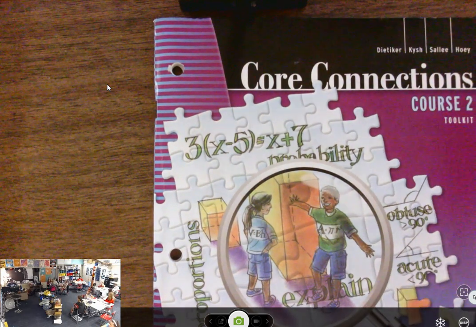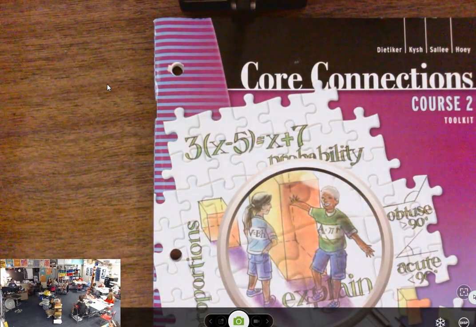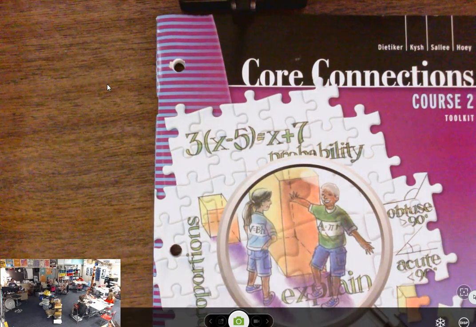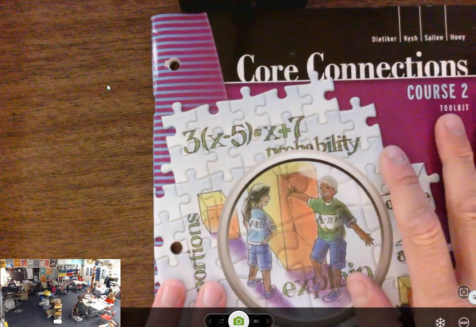So let's be honest here, because I'm just curious and I'm learning how to teach this stuff too. Who's pretty much not used their toolkit so far? So, it's okay. So we need to start using this.